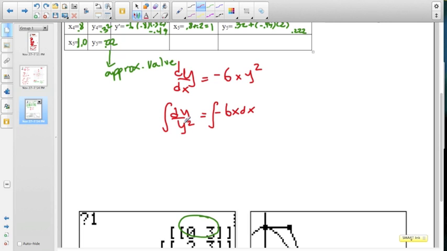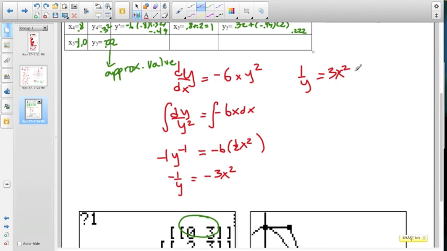And so we're integrating y to the minus 2. And so that is negative 1 y to the minus 1 equals, and then integrating that, we're going to have negative 6 1/2 x squared. And so this looks like minus 1 over y equals minus, simplifying this, 3x squared. Or just simply 1 over y equals 3x squared.